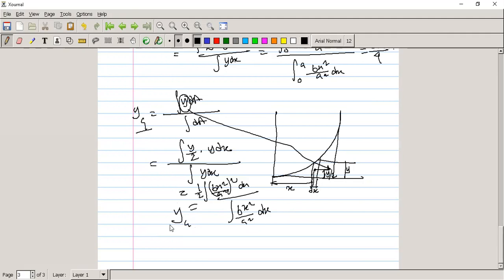Students, does anyone have any query? You can ask. The result is 3a by 4 for this one, and this one is 3b by 10. You can do the simple integration yourself, and the limit is 0 to a here, and also 0 to a here. Okay.